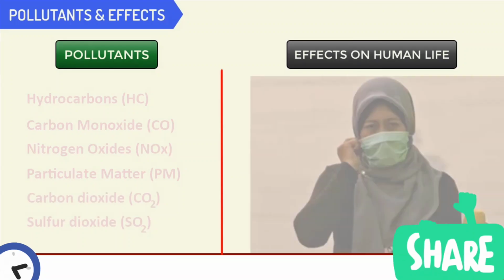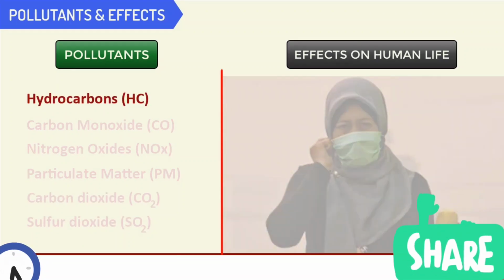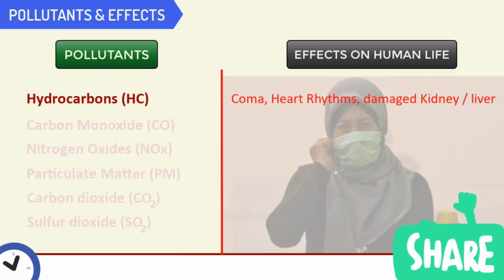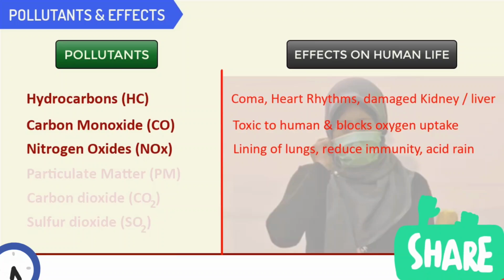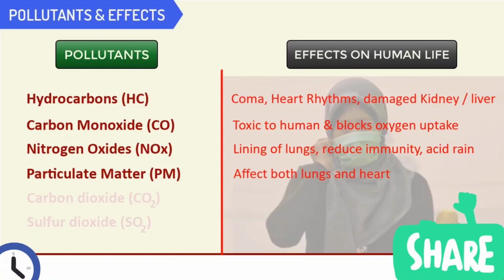Effects of pollutants on human life. Hydrocarbons, that is HC, can cause other effects like coma, irregular heart rhythms, or damage to kidneys or liver. Carbon monoxide, that is CO, is highly toxic to human and blocks oxygen uptake. Nitrogen oxide, that is NOx, inflames the lining of the lungs and it can reduce immunity to lung infections. Nitric acid contributes to acid rain. Particulate matter, that is PM exposure, can affect both lungs and heart. Carbon dioxide, that is CO2, is a major contributor for global warming.